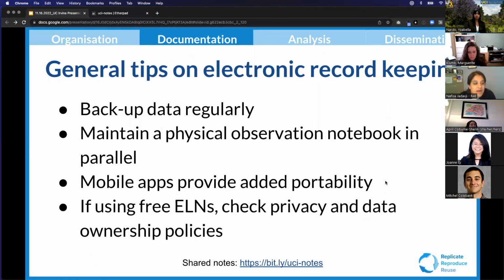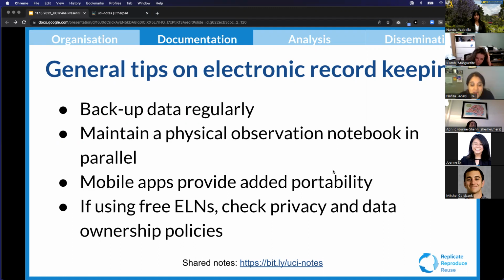Okay, great. So in terms of just general tips, if you're incorporating or thinking about incorporating an electronic lab notebook, back up the data regularly. Perhaps maintain a physical notebook as well in addition to your electronic lab notebook. And this again depends on the type of research that you're doing. If you are moving around, if you collaborate and travel a lot, you might want a lab notebook that has an app on a phone or on a tablet. When you are considering a free electronic lab notebook, you want to also check the privacy and data ownership as well. That's an important consideration.